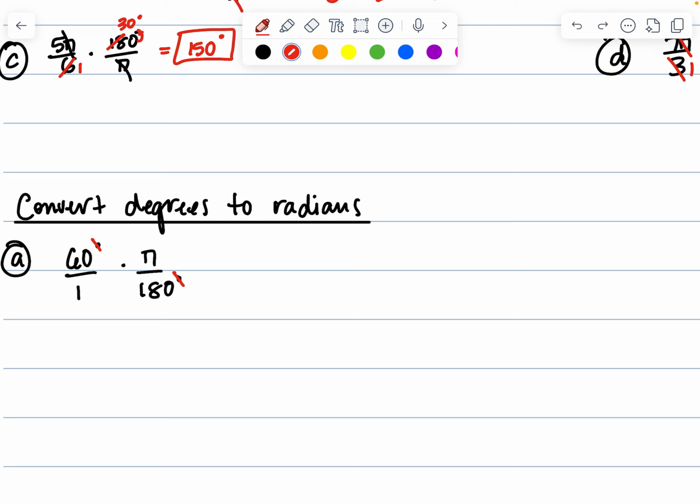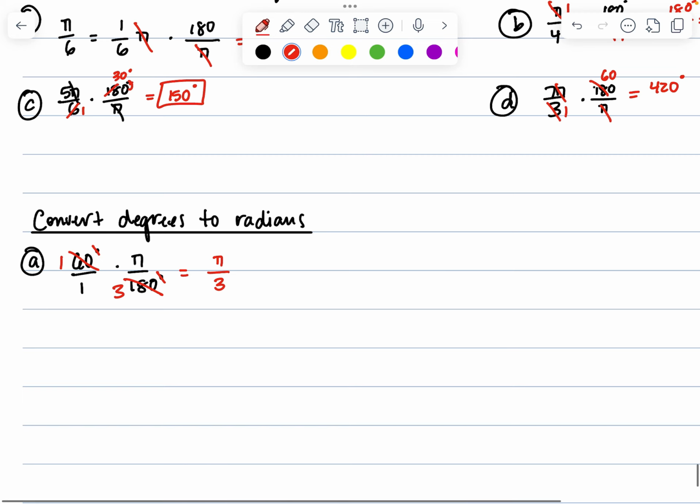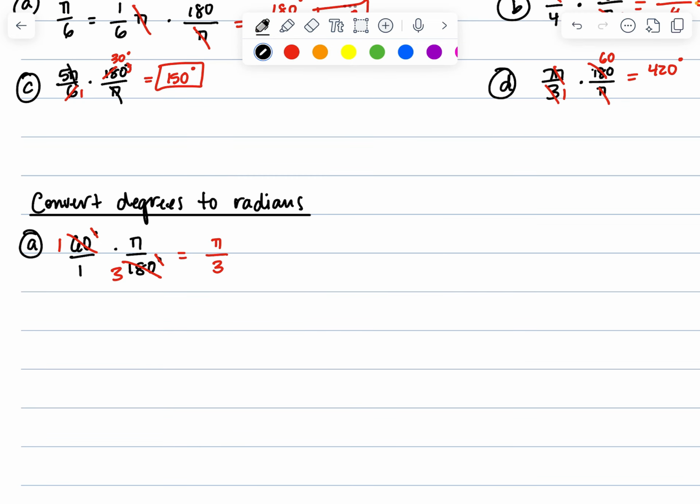60 and 180, I should say. 60 goes into 180 3 times. 60 goes into 60 1 time, and we're now left with 1 pi, or just pi, over 3, which is in quadrant 1. Okay, try another one. B.